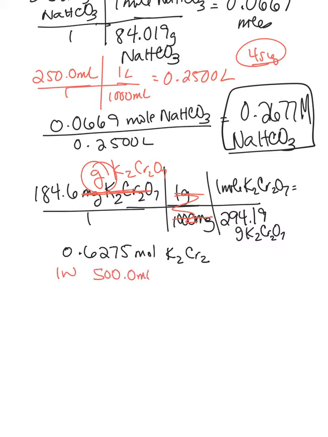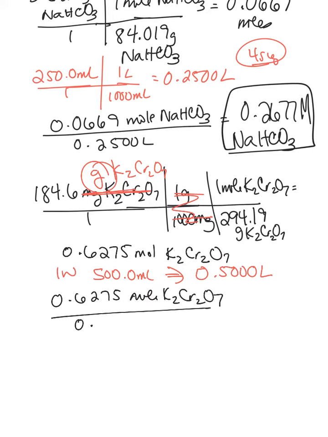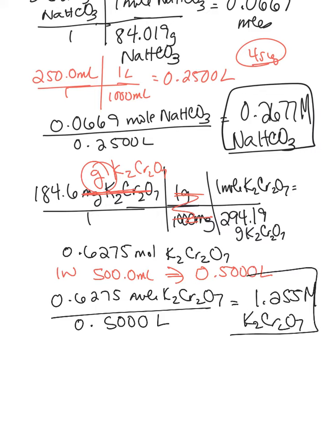And we're in 500 milliliters of solution, which if you convert that, that's 0.5000 liters. So now you take 0.6275 mole of K2Cr2O7 divided by 0.5 liter, you get 1.255 molar K2Cr2O7. Make sure that you have 4 significant figures there.